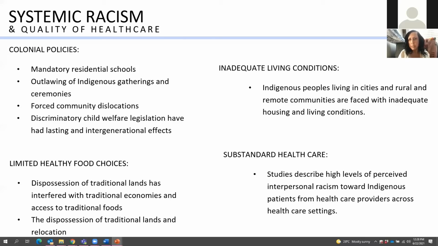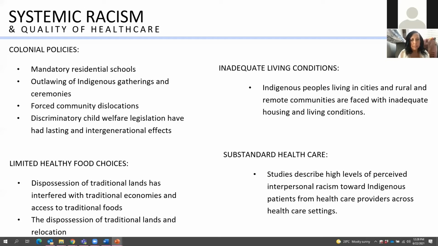There's also inadequate living conditions. Indigenous peoples who live in cities often have overcrowding. That also carries over to rural and remote communities who often have inadequate housing and living conditions, mold, overcrowding. The housing doesn't have to live up to any kind of code when you're off reserve, on reserve. So these are ongoing issues.